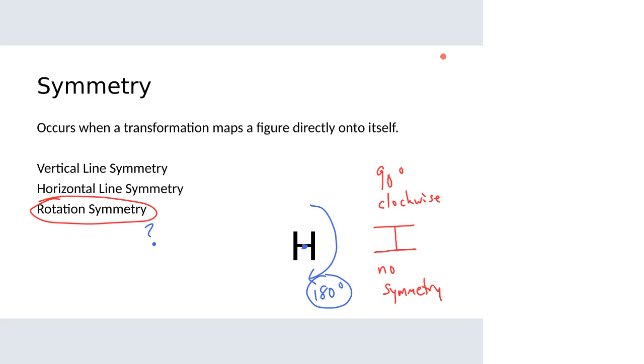Well, not that line. We have vertical line symmetry because if we draw a vertical line down the middle, it would land on itself if we folded. We have horizontal line symmetry because if we draw a line there and fold it, it would land directly on itself. And then we have 180 degrees rotation symmetry because if I were to rotate around this point 180 degrees, halfway around, it would land directly on itself. 90 degrees didn't work, but 180 degrees did. So we would say, yes, that figure has rotation symmetry.